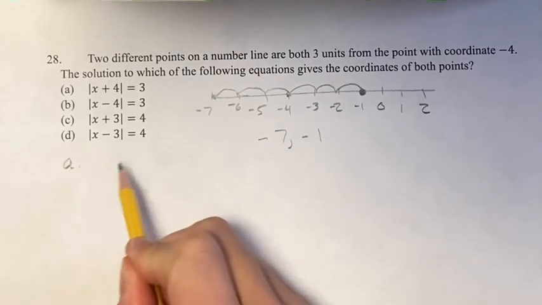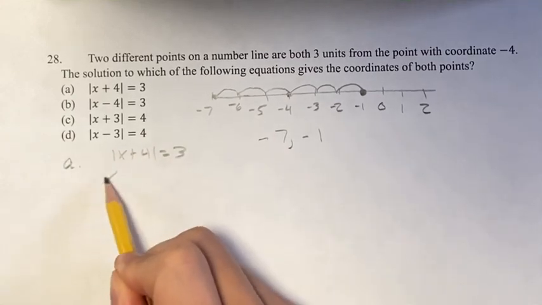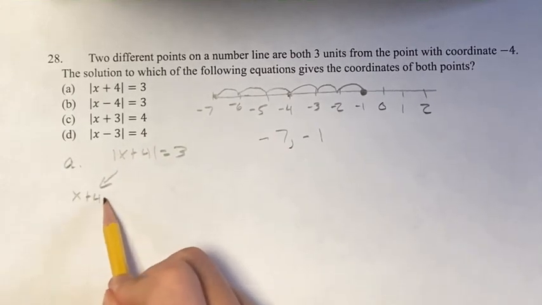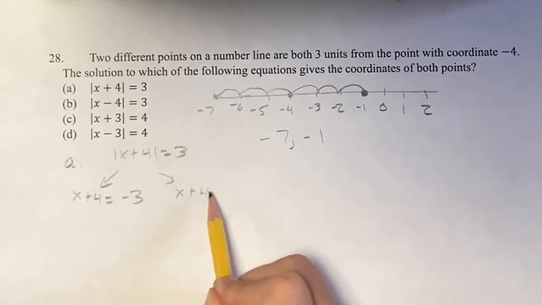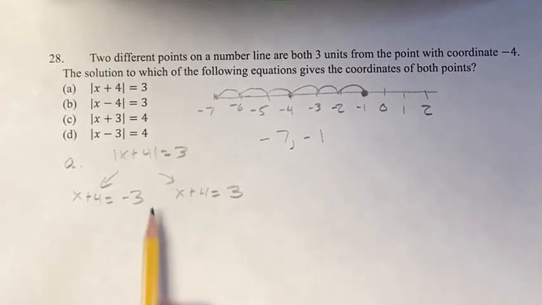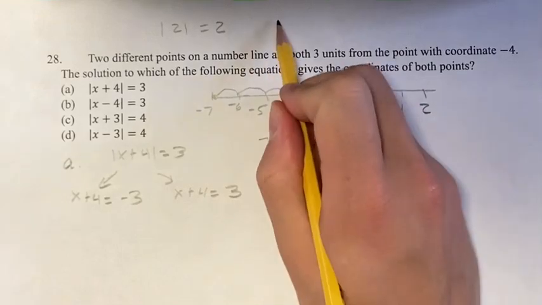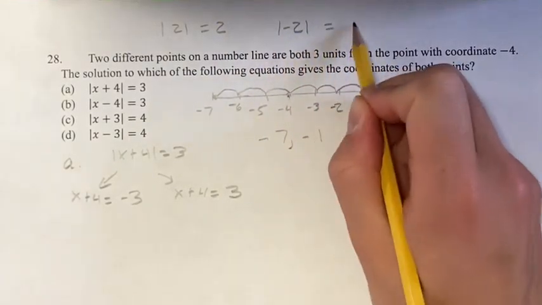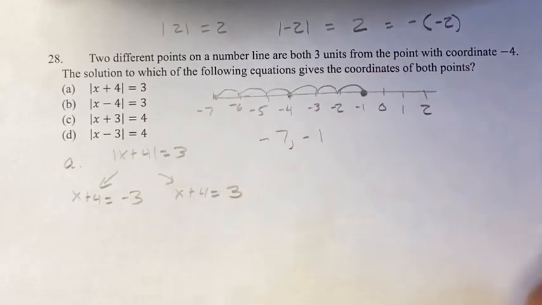So, A, if we have the absolute value of x plus 4 is equal to 3, that means x plus 4 is equal to -3, or x plus 4 is equal to +3. Why is this the case? Well, if you think about it, the absolute value of 2 is just itself. However, the absolute value of -2 is +2, which you can think of as the opposite of -2.